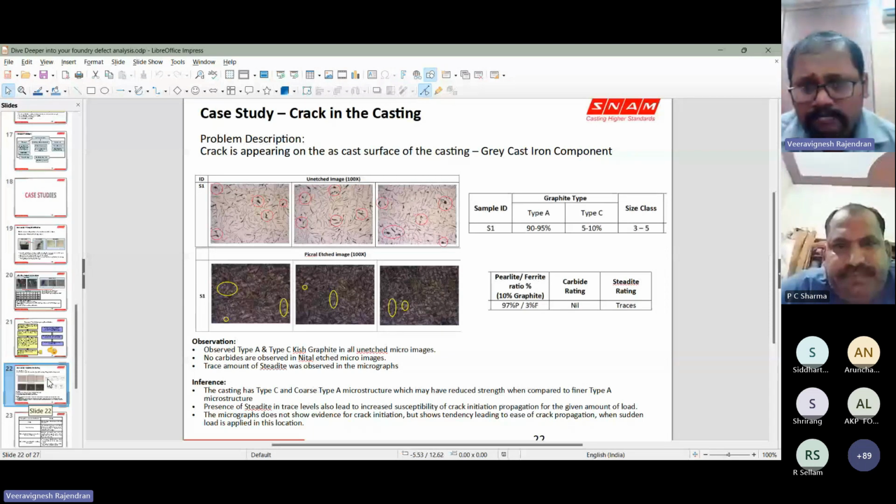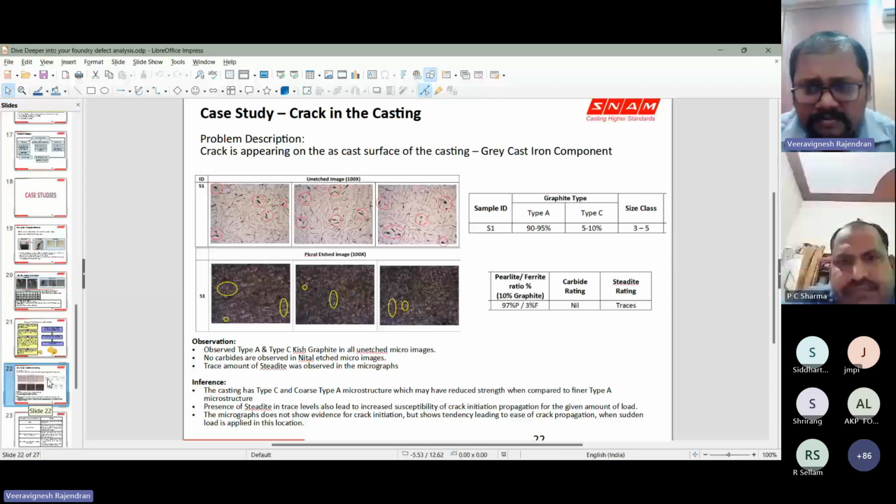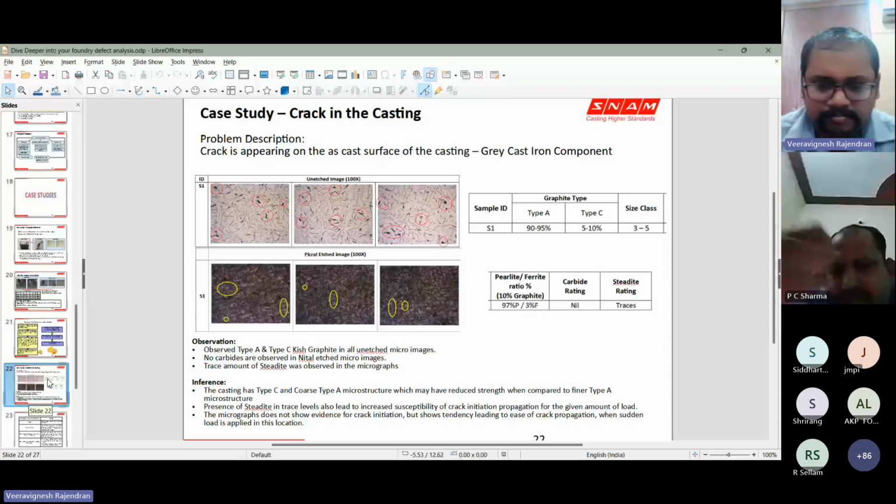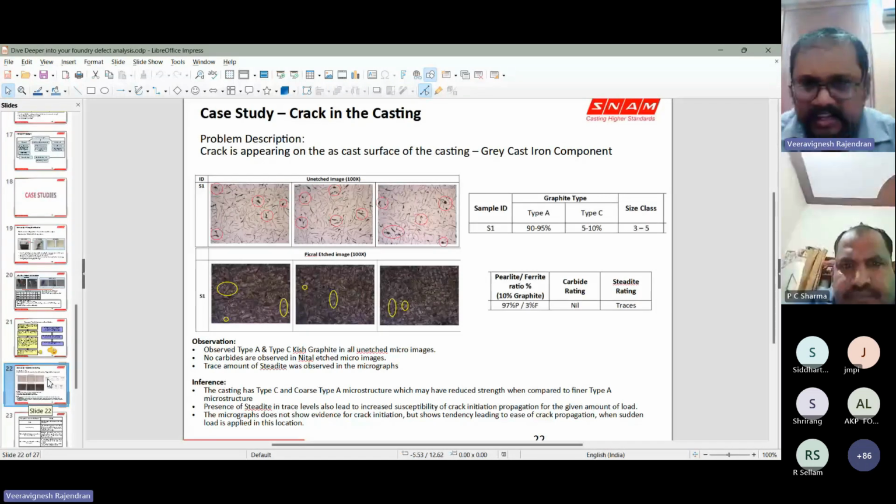We have done a conventional microanalysis, and this microanalysis has revealed some information to us. You can see pockets of type C and some chunks of type C microstructure, predominantly type A, the balance being type C. And it is predominantly ferritic, no carbides available. But when we did the analysis, we found traces of steadite available. So there is some amount of type C, some amount of steadite available. This is what I have analyzed with my facility available.